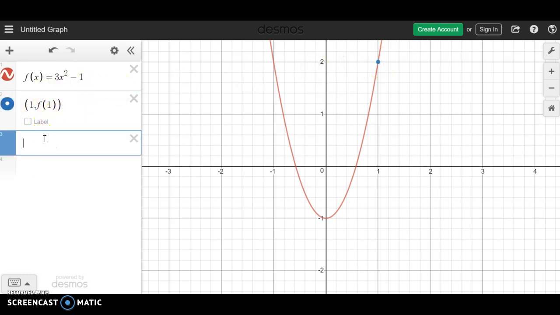So in this program, if I want to find the actual value of what f of 1 is, I can just type f of 1 and it tells me what my value is. You can also use this to do composites and to simplify functions, and that's a very useful thing to be able to do.